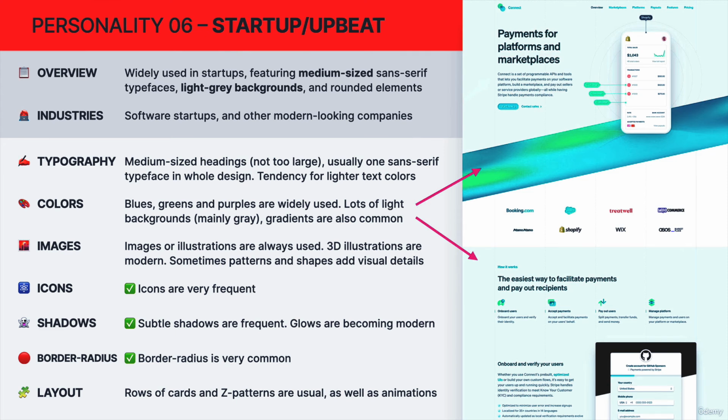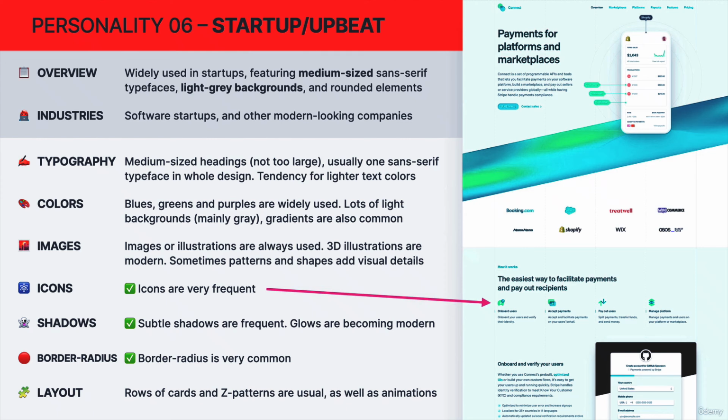It's also quite common to use gradients, at least in the last couple of years. These have become really popular. Now, images are of course used all the time, and illustrations, and especially 3D illustrations, are becoming really modern these days. So you will see illustrations all the time in startup or upbeat websites, and sometimes even patterns or these small shapes that might add some visual details, for example, behind images. And I think I showed you that in one of the lectures before.